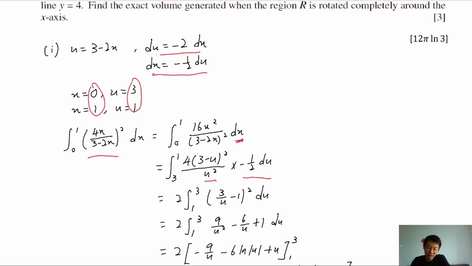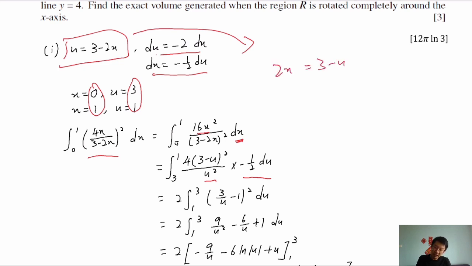Okay, so it is actually quite clear from there as well. For the numerator, we have got 16x squared, so we have to manipulate this relationship until we get a 16x squared. If we manipulate this one, we will get 2x is equal to 3 minus u, and then we can square that. So if we square that, we get 4x squared is equal to (3 minus u) squared.